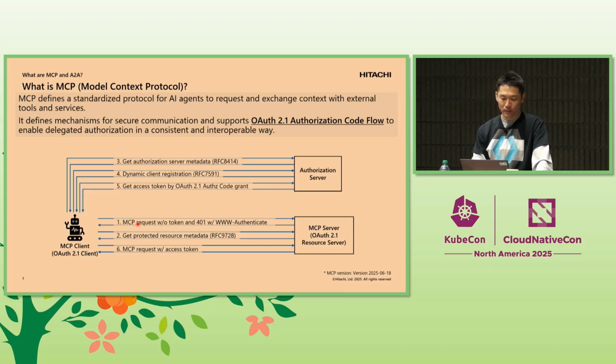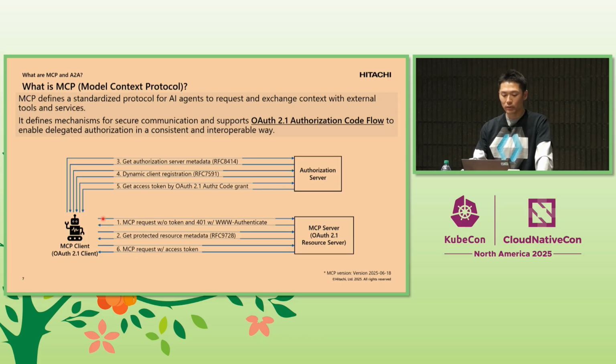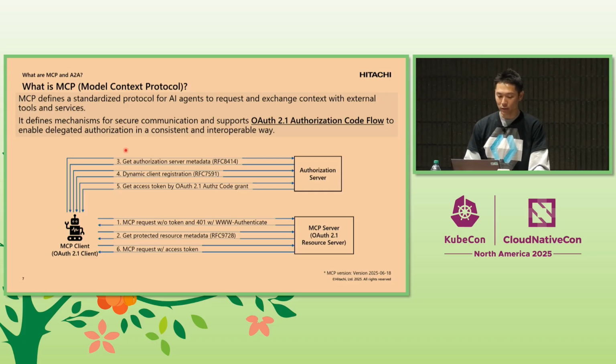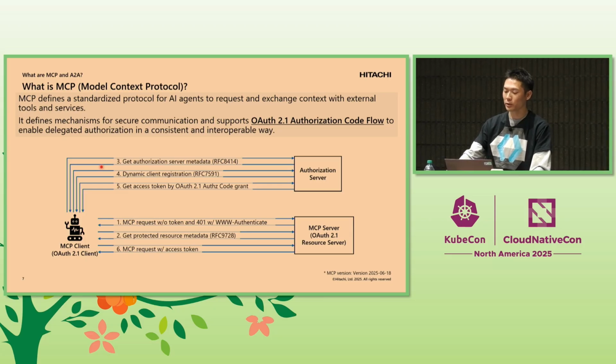First, when an agent wants to access an MCP server, it first sends an MCP request without a token. The server returns a 401 Unauthorized and a WWW-Authenticate header, indicating that authentication is required. Then the agent retrieves the protected resource metadata, including its authorization server information. Next, it obtains the authorization server metadata to learn how to communicate with the authorization server.